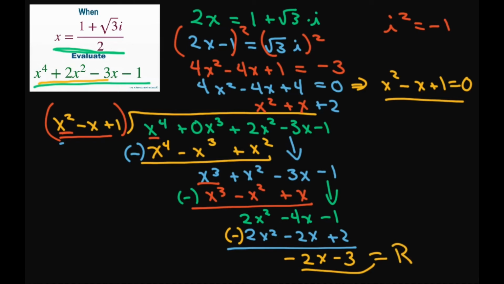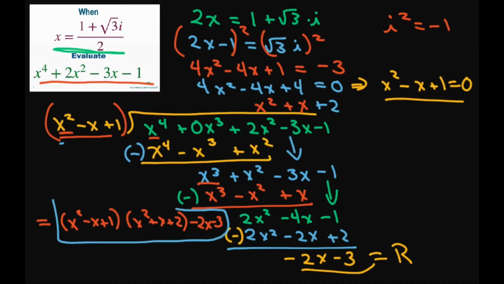And if you rewrite this, and I'm not going to rewrite this because I'm running out of room, but I want to do it on this slide here. This whole thing here equals your divisor times your quotient plus your remainder. In our case, it's going to be minus 2x minus 3. And I apologize for squeezing this in, but I wanted to show you something. So that's this whole thing.